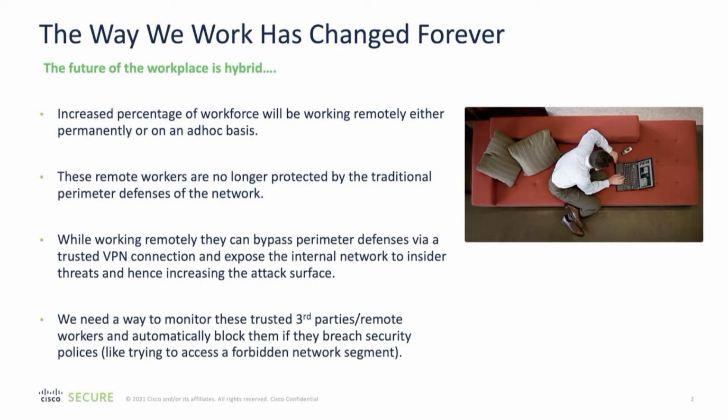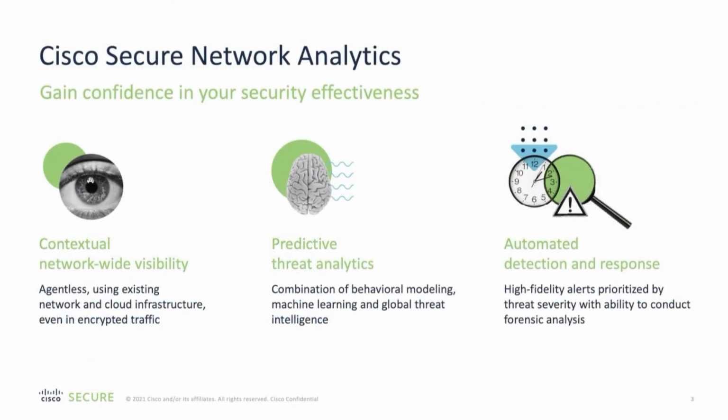We need a way to monitor these trusted third parties and remote workers and automatically block them if they breach those security policies. This is where Cisco Secure Network Analytics comes in. It gives the ability for us to get contextual network-wide visibility of what's happening on our networks using agentless techniques. Also, it gives us the ability to do predictive threat analytics using a combination of behavioral modeling, machine learning, and global threat intelligence. With that predictive analytics, we can then automate the detection of those risks and automate the response to them, the remediation.